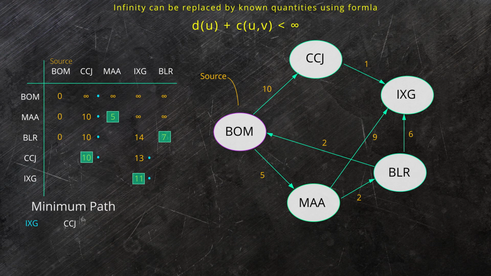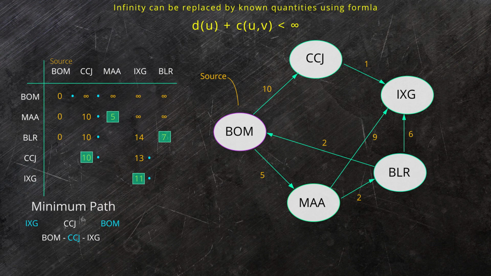It has been changed from BOM. So you will be writing BOM. So the shortest path from BOM to IXG is, you write it in the reverse order, it becomes BOM, CCJ to IXG. So this is the shortest path from BOM to IXG.